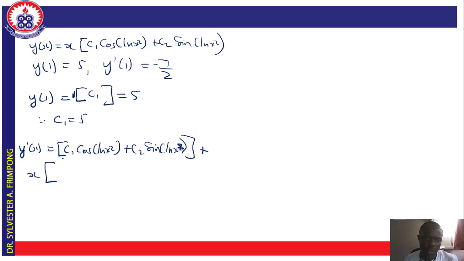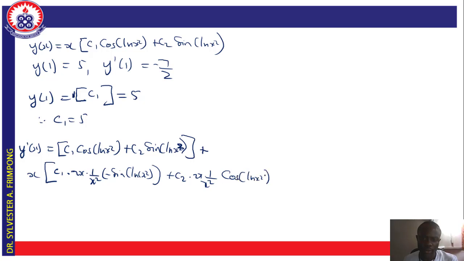So that one alone is going to be c1 times 2x times 1 over x squared. Then we differentiate the entire cosine, that will give us negative sine of ln of x squared. Then we do the same thing here. We are going to have c2 times 2x times 1 over x squared. Then we differentiate the sine, that gives us cos of ln x squared. So that's the derivative of this function.